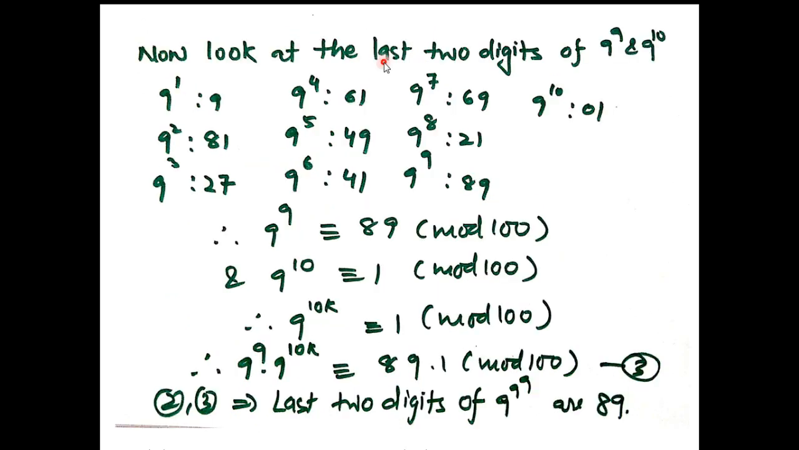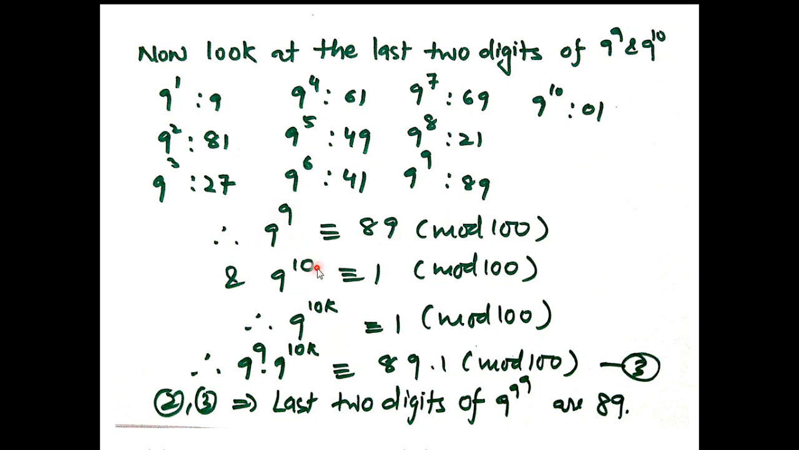Now look at the last two digits of 9 to the power 9 and 9 to the power 10. In 9 to the power 1, the last digit is 9. 9 square, last two digits 81. 9 cube, last two digits 29. So up to 9 to the power 10, we have to find the last two digits.